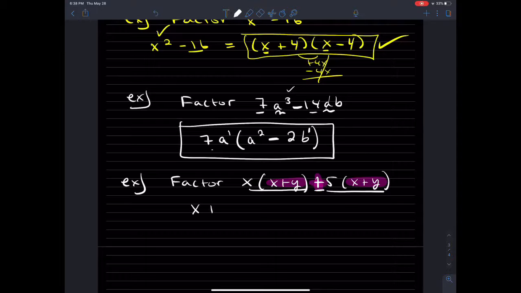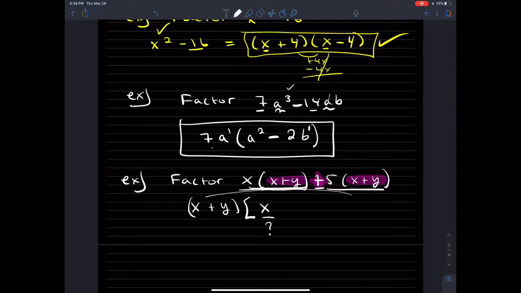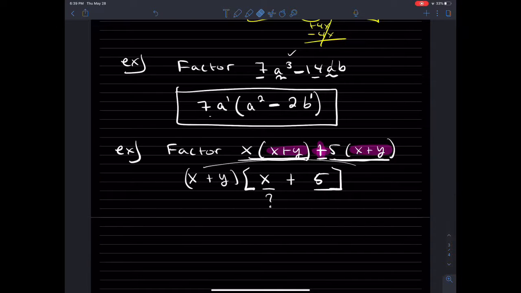This is common factor, my factor of x plus y. And then you're factoring it out. Basically, x plus y times what is x times x plus y? Well, that would be x. And this is a plus, times what will be 5 times x plus y. How about just a 5? That works. Again, look at x plus y times x. That's x plus y times x. And then that gets distributed x plus y times 5. Okay? So that's my answer.